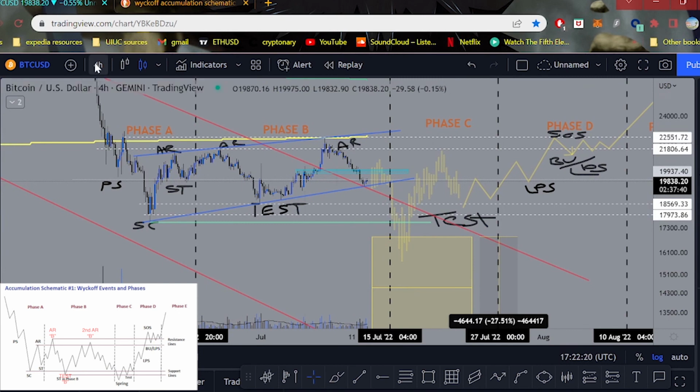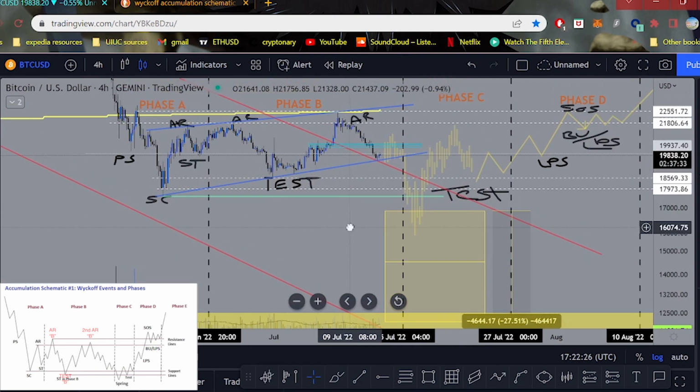But yeah, let me know what your thoughts are on this. If you guys see anything more in this chart, what do you guys see? What do you guys think CPI numbers can be like?